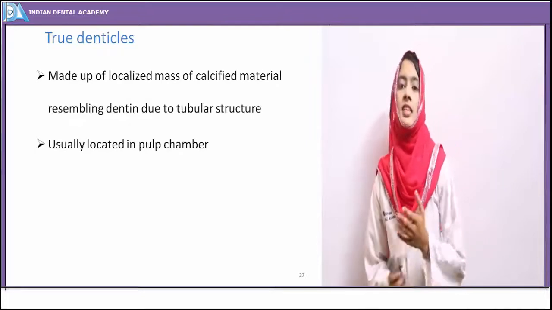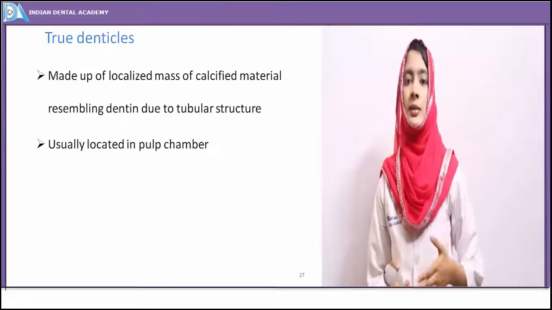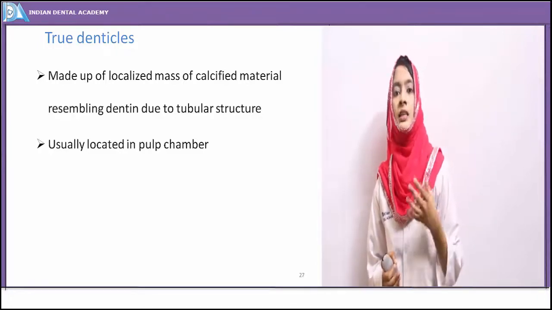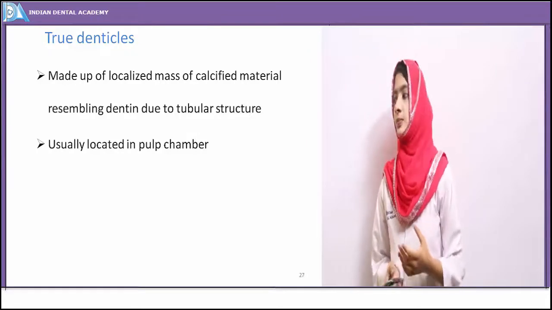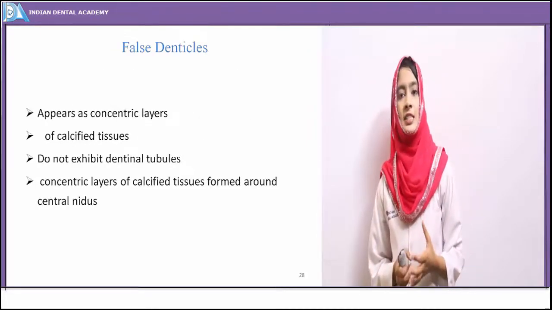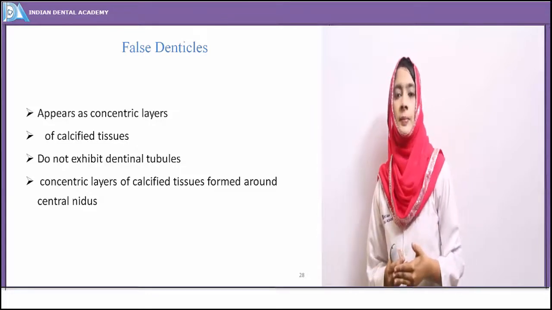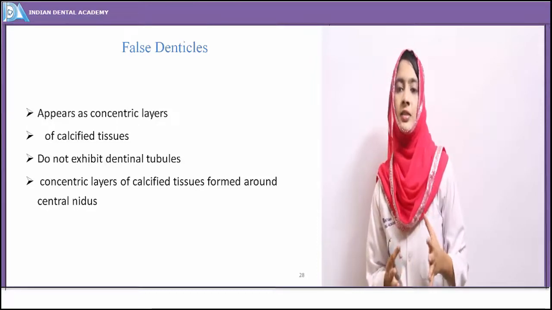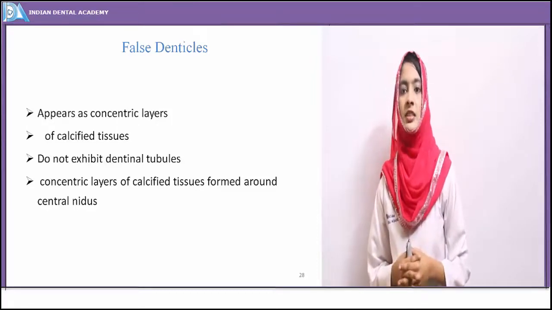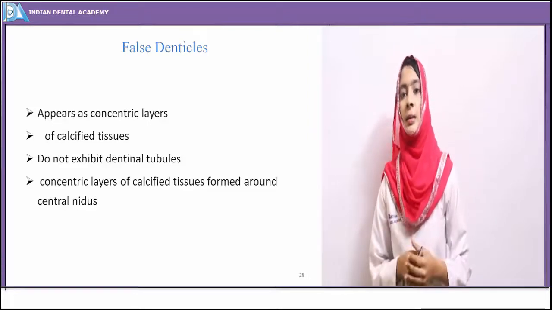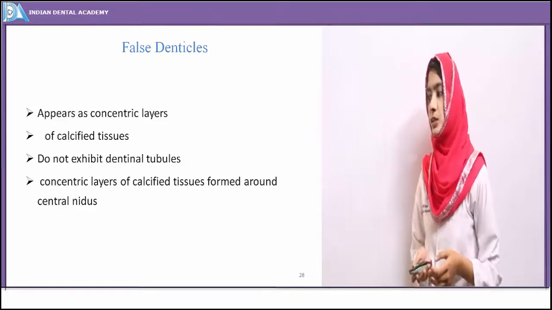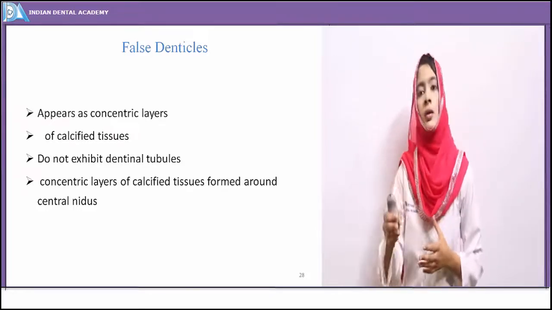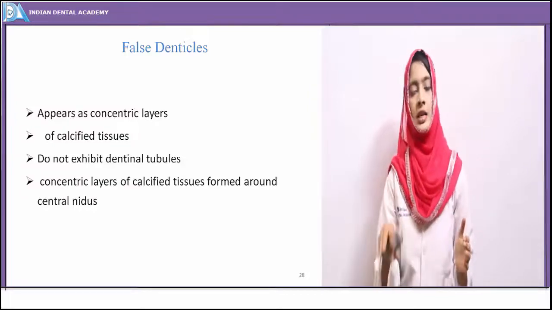So what are true denticles? As we have already seen, true denticles are localized masses of calcified tissue seen in the pulp chamber, and they resemble dentin structure. False denticles are also seen in the pulp chamber. They are also calcified tissues, but they do not have the tubular structure of dentin. Instead, they are arranged in concentric lamellar ring-like structures, formed around a central nidus.